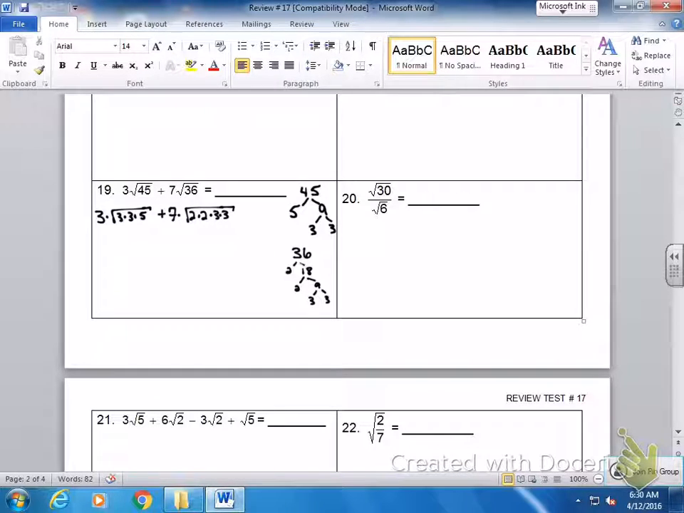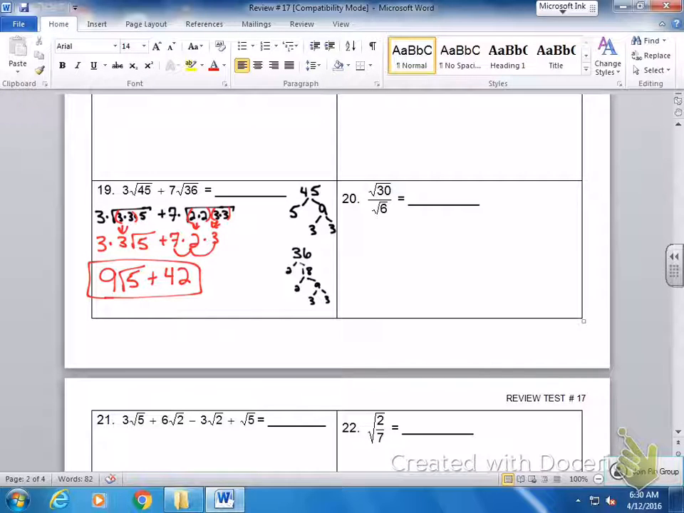Now, we can fix our square roots because we do have groups in both. I have a group of 3's there, and I have a group of 2 and a group of 3's in the second one. So really, I have 3 times 3, the 3 came from right there, times the square root of 5, plus 7 times, I can take out a 2 because of this pair, and a 3 because of this pair, and that leaves nothing left inside. So 3 times 3 is 9 square roots of 5, plus 7 times 2 is 14. 14 times 3 is 42.